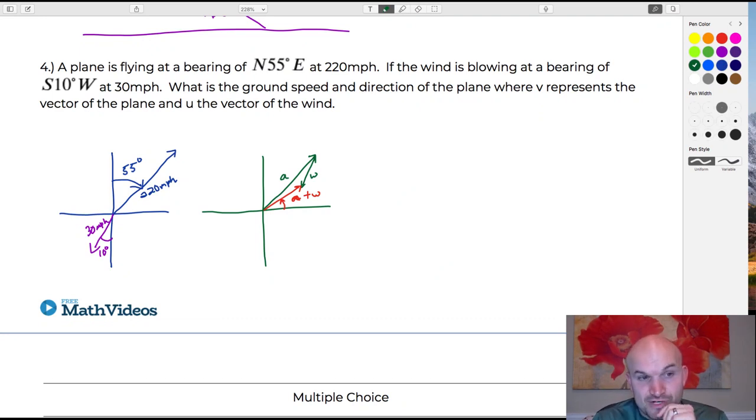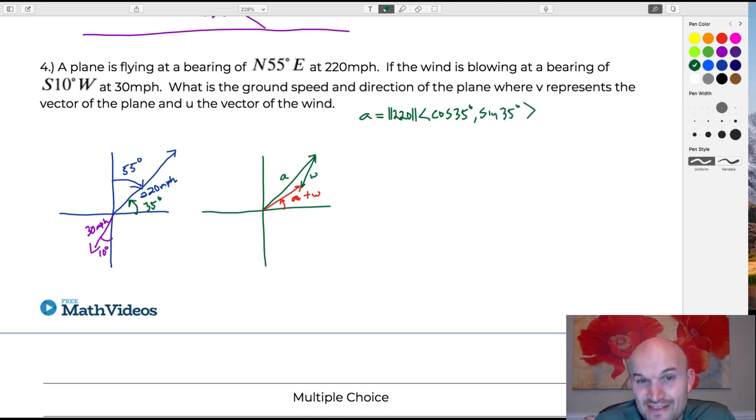So, all right, we're at 55 degrees. Now again, your calculator does not understand 55 degrees as a bearing. It only understands this angle. So if that's 55 degrees, that means this has to be 35 degrees. All right, so your airplane has a vector of, your magnitude is 220 times the vector of cosine of 35 degrees, sine of 35 degrees.